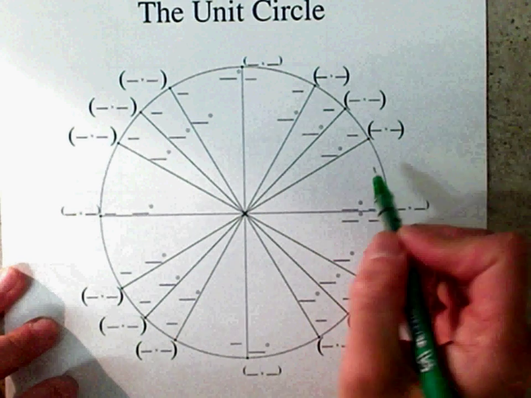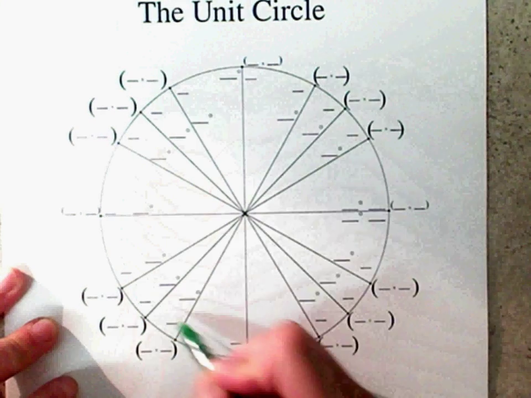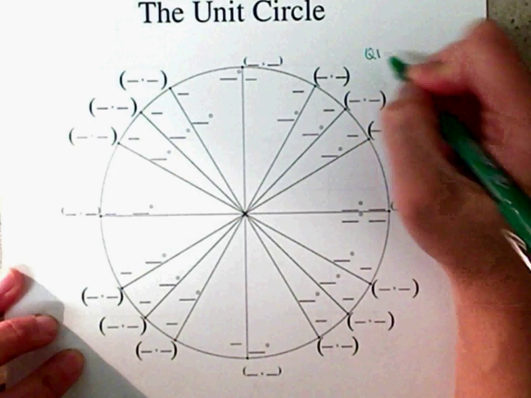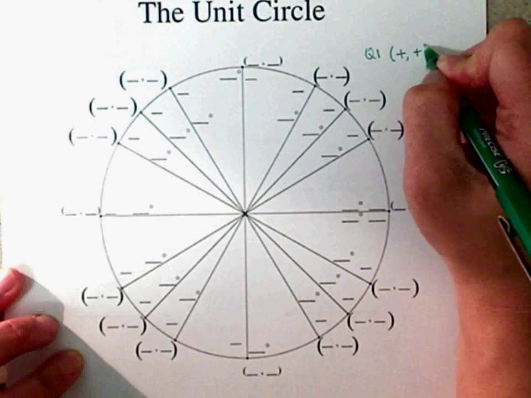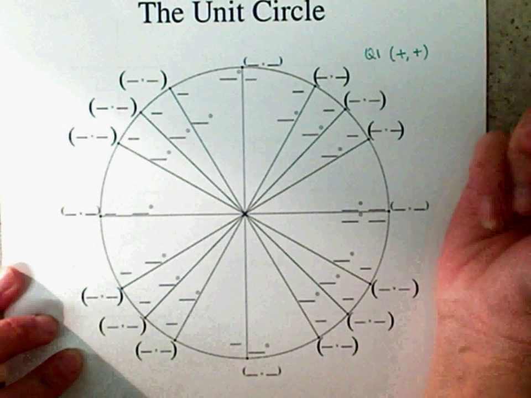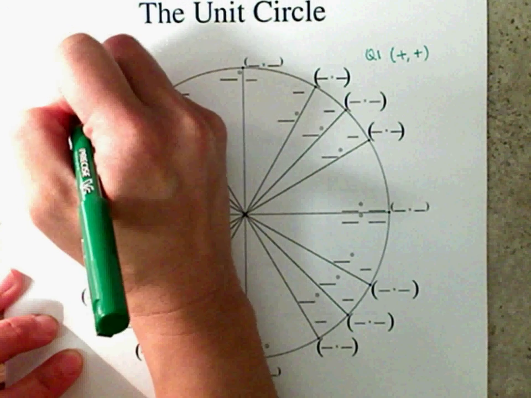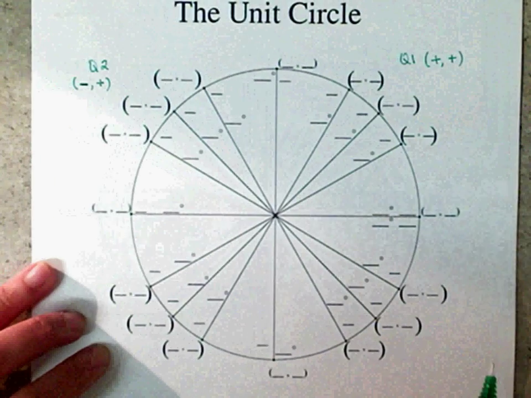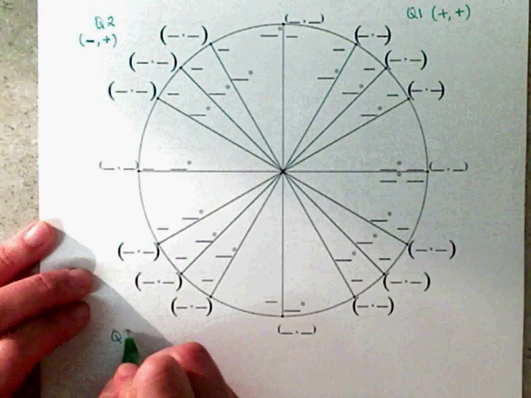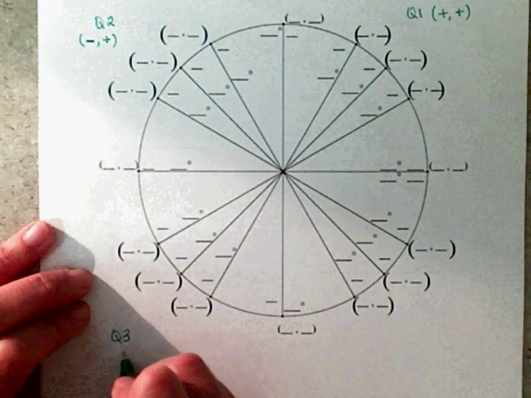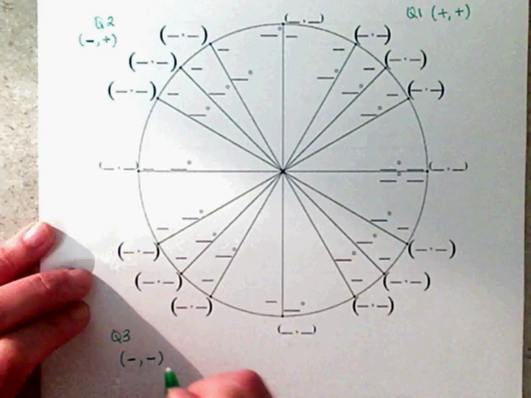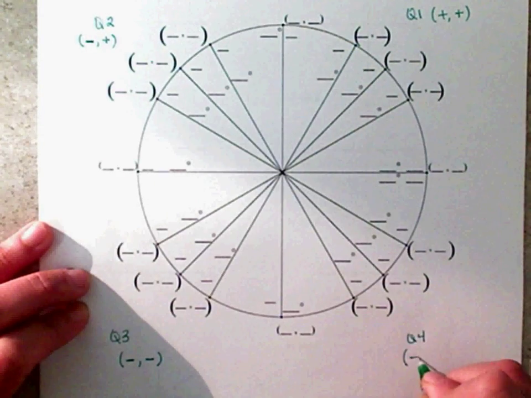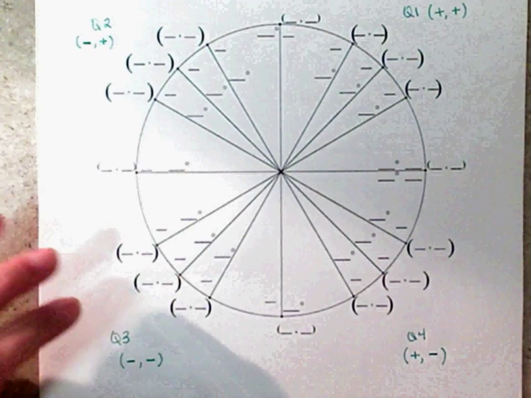Just remember that it goes counterclockwise, okay, and you make a whole circle. This right here is quadrant 1, and quadrant 1 is always positive x, positive y. Over here is quadrant 2. In quadrant 2, you're going to be negative x, positive y. Okay. Quadrant 3, both of those are going to be negative. Quadrant 4, positive and negative.